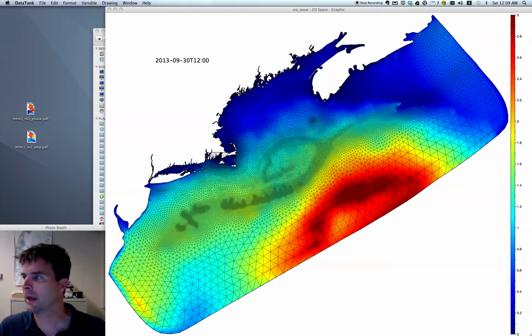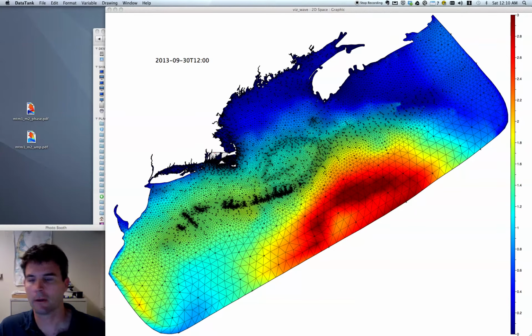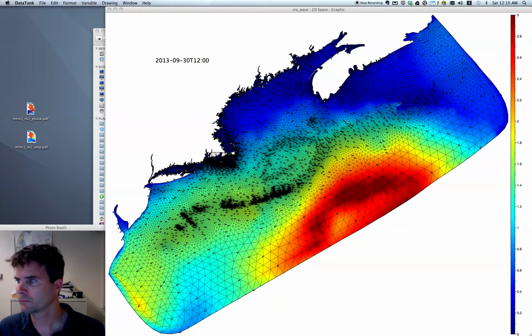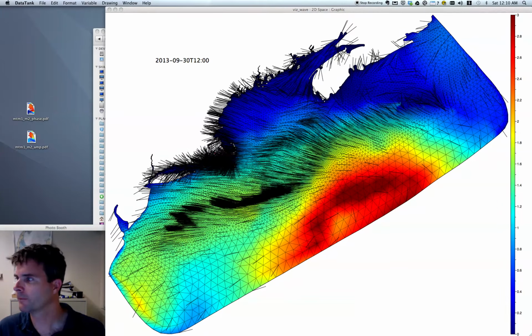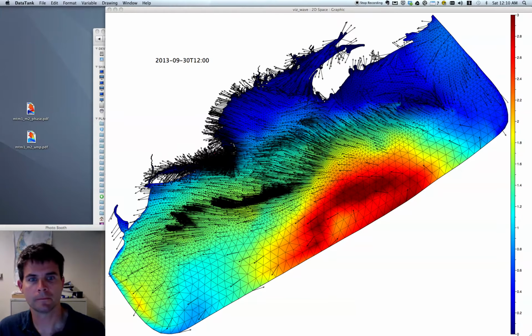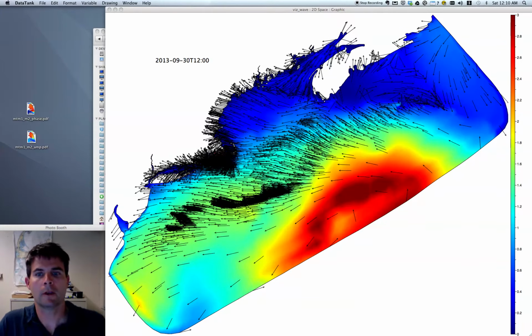This is wave magnitude, and I could put the wave vectors on here, although they're probably going to be a little clunky, but let's put them on there and rescale them so we actually see something. Too big. Pretty good. So let me get rid of the grid. Okay, so there are the wave vectors.